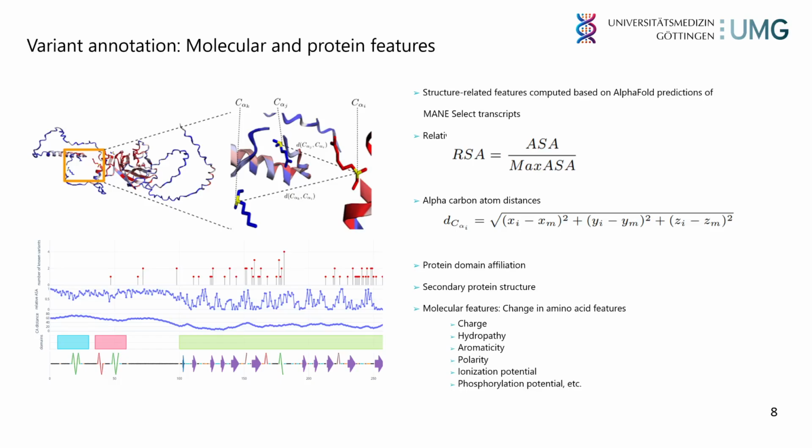Since one of our goals is to understand the biological fundamentals of pathogenic variants, we implemented a couple of novel annotation features for protein coding variants. We dynamically compute the characteristics of mutated sites within the main select transcripts of a protein. We used protein structure predictions computed by AlphaFold and computed several features, including the relative accessible surface area, the alpha carbon atom distances of each position relative to the mutated site, the protein domains, and the secondary protein structure.